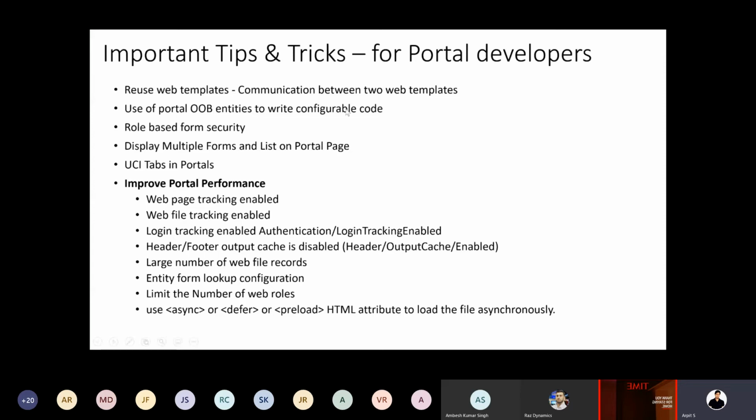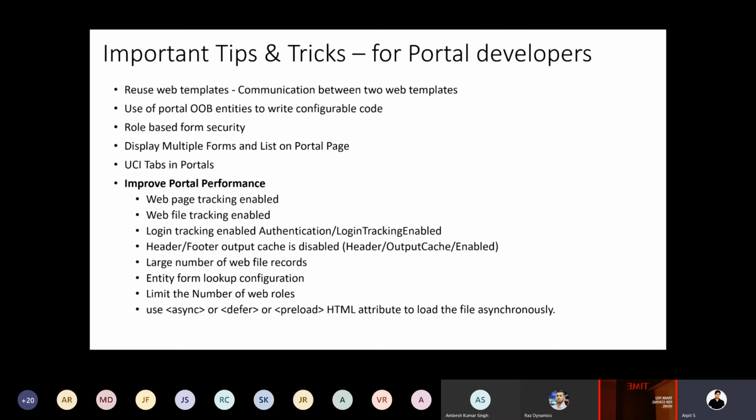Use of portal out-of-box entities to write configurable code. If you are writing your code in the web template, you can use some out-of-box entities. For example, if you have to pass some text values, rather than keeping them hard coded in your web template, keep them in the content snippet. Because I've shown you, when you create a content snippet, there are two kinds of values you can store: first is value, second is HTML. So you can keep all your hard-coded text or string values inside your content snippet, and you can include that content snippet the same way you included your web template.